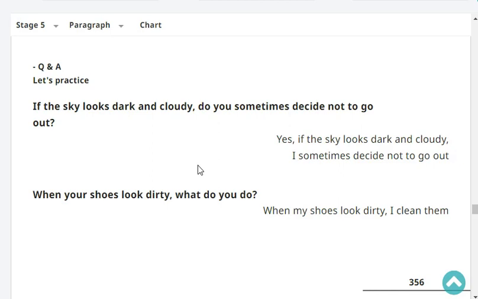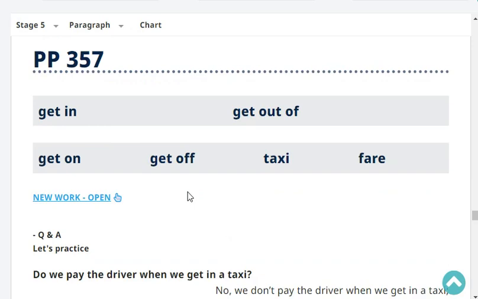When your shoes look dirty, what do you do? When my shoes look dirty, I clean them. Very good.